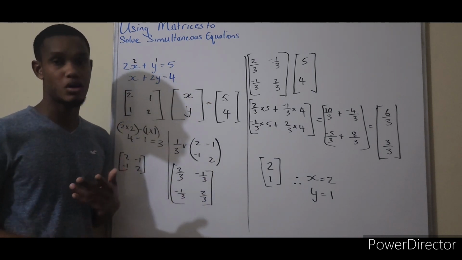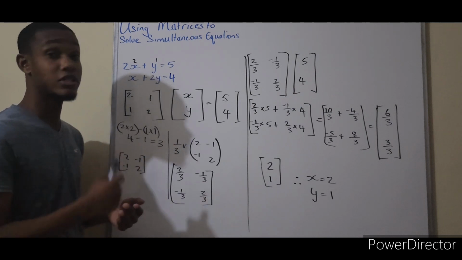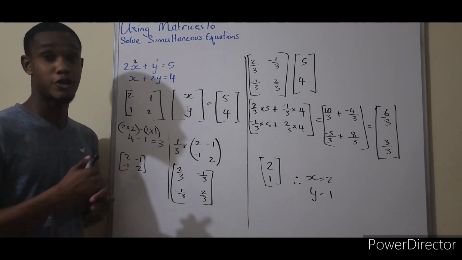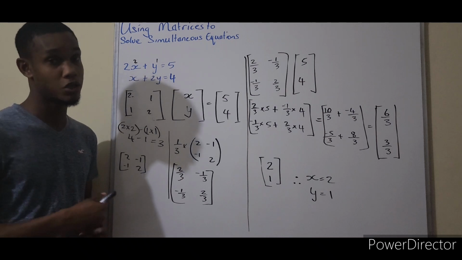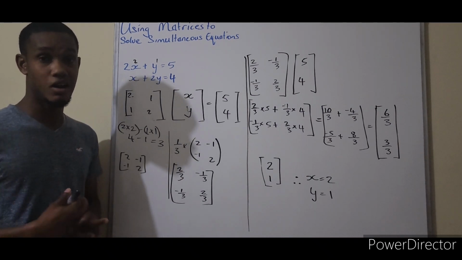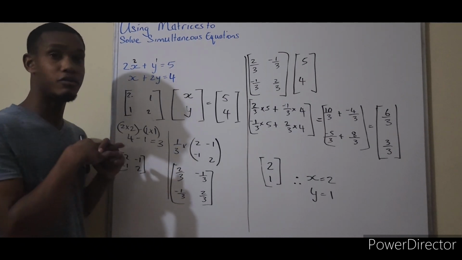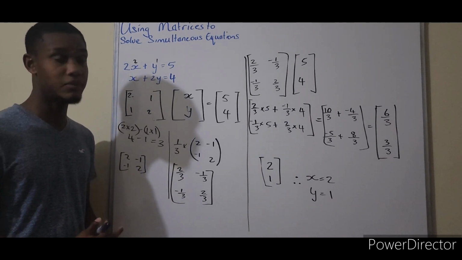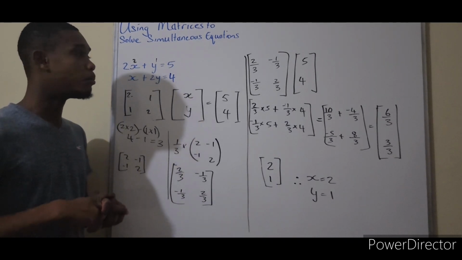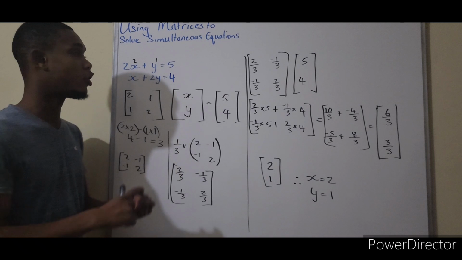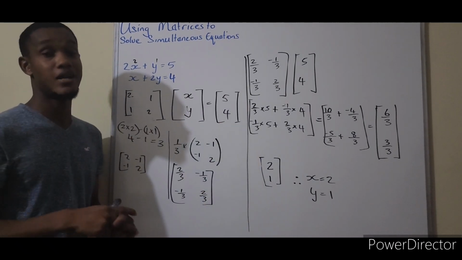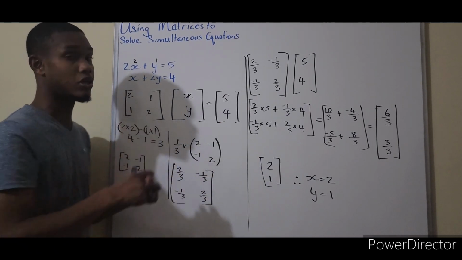So that's how you solve simultaneous equations using matrices. First, put the simultaneous equation in matrix form. Second, find the inverse of the matrix on the same side as the variables. And third, multiply the inverse by the original answer for the simultaneous equation.